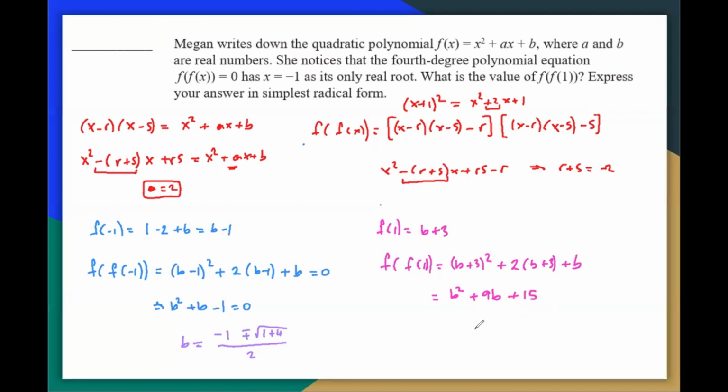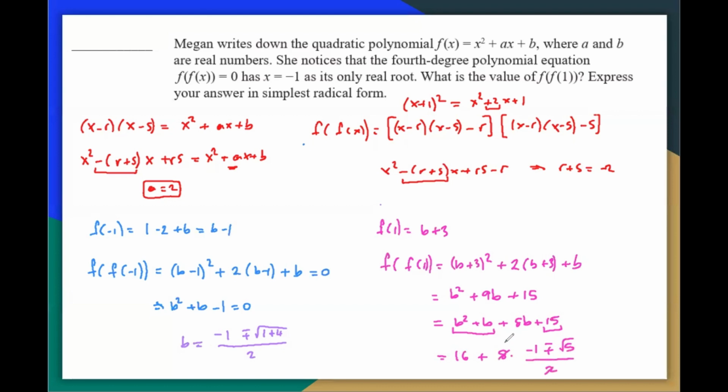Since we know b right here, we can go ahead and plug it in and get what we want, but I don't want to do that as long as I don't need it. If you look at this quadratic, b squared plus b is equal to 1, so I can actually split this as b squared plus b plus 8b plus 15. This entire first part is 1, and then this is 15, so that will give us 16. And then plus 8 times b, and b is -1 plus or minus root 5 over 2.